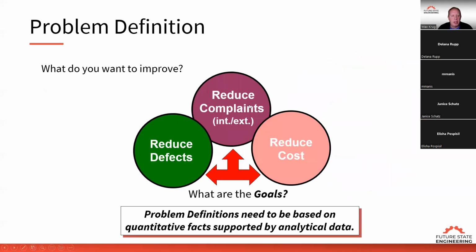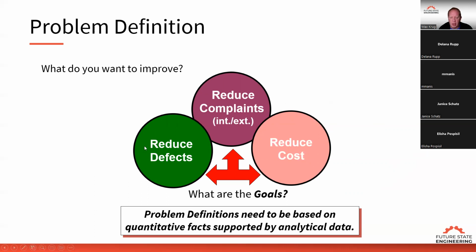So problem definition: what do we want to improve? Are we looking to reduce cost? Are we looking to reduce complaints, either internal or external? These are non-conformances. Are we looking to reduce defects? So this is typically product defects. These complaints could be non-conformances from the process. And of course, when we have increased costs due to overtime, expediting, wasted material, defects, right? What are we trying to achieve?